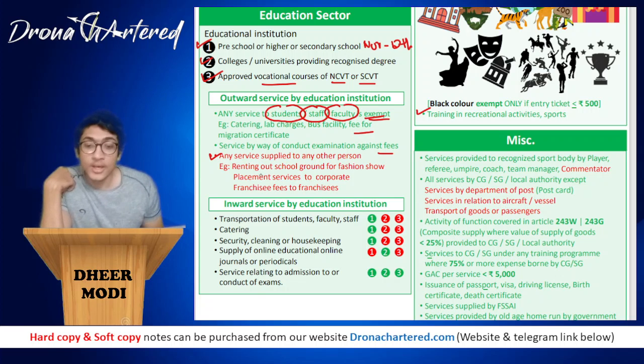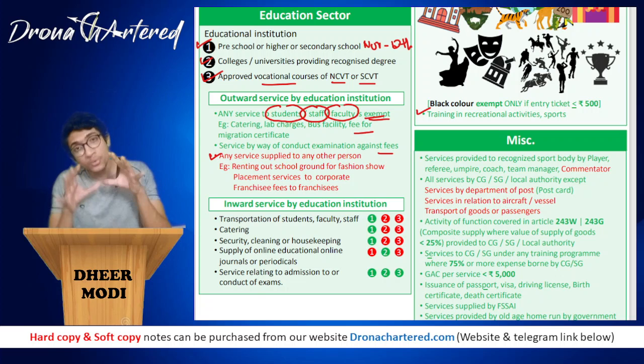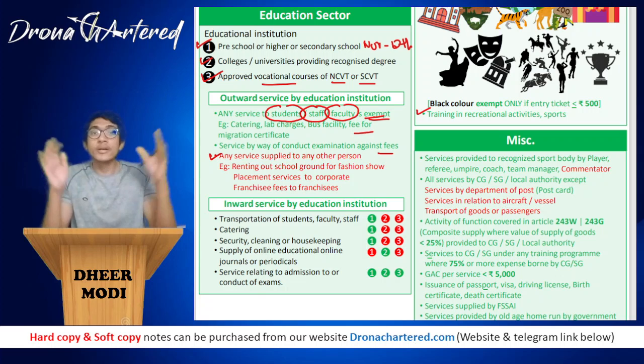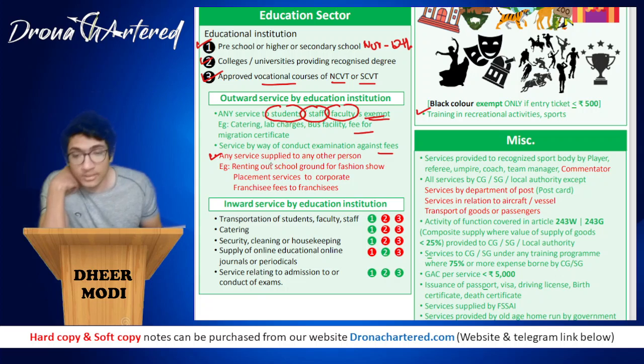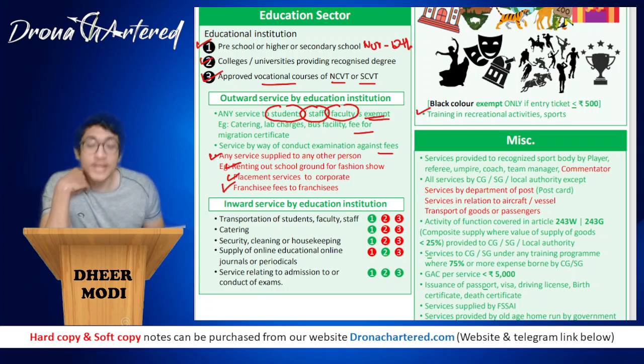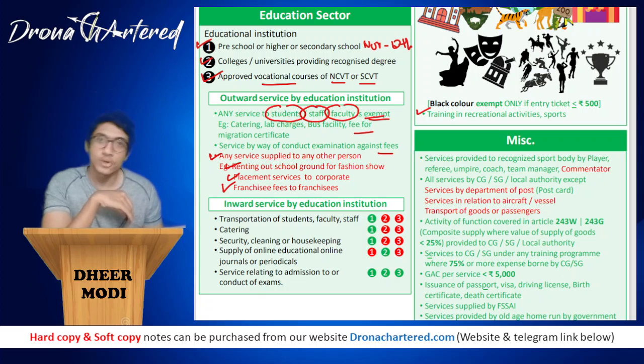For example, renting a school ground for fashion show. So you have rented your school ground, you have a big school ground, and during night it is empty, so what did you do? You rented it out to a fashion show. Now this is not your student, this is not your staff, this is not your faculty, therefore this will become taxable. Placement services to corporate, this is taxable. Franchisee fees paid to franchisees will also be taxable. Clear?